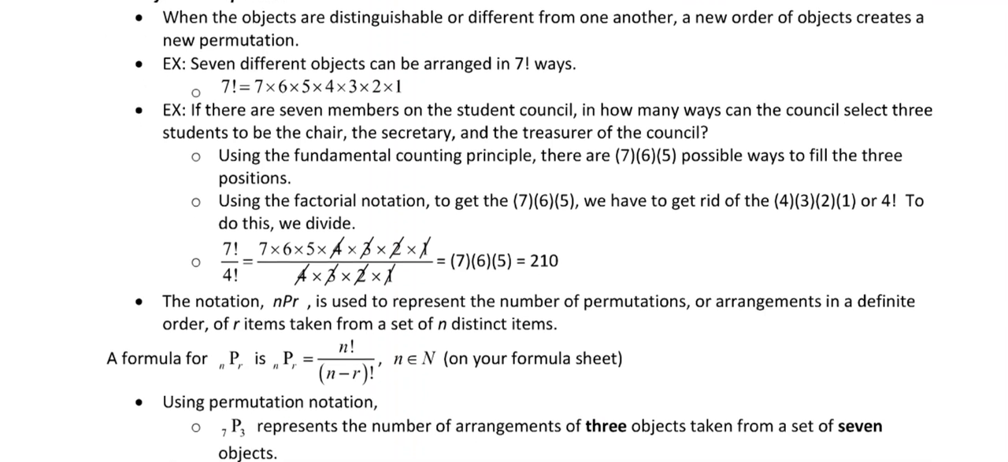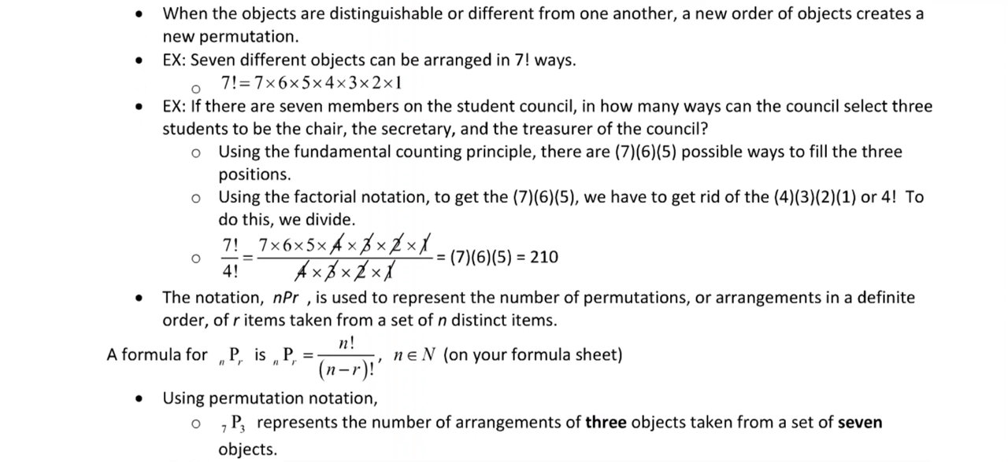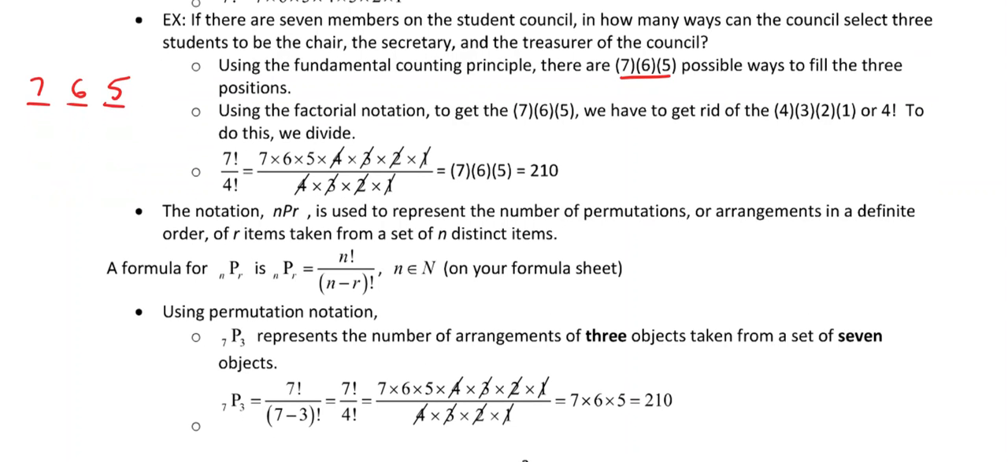So let's say if we just go down a little bit, right? In this example, it says, if there are 7 members on the student council, then how many ways can the council select 3 students to be the chair, secretary, and the treasurer of the council? So using the fundamental counting principle, if we were just to make our blanks, well, we could say if there's 7 members, then the first spot could be 7, and then 6, and then 5, right? There's 7 times 6 times 5 possible ways to fill those positions. We're just going to do the same thing using permutation form here.